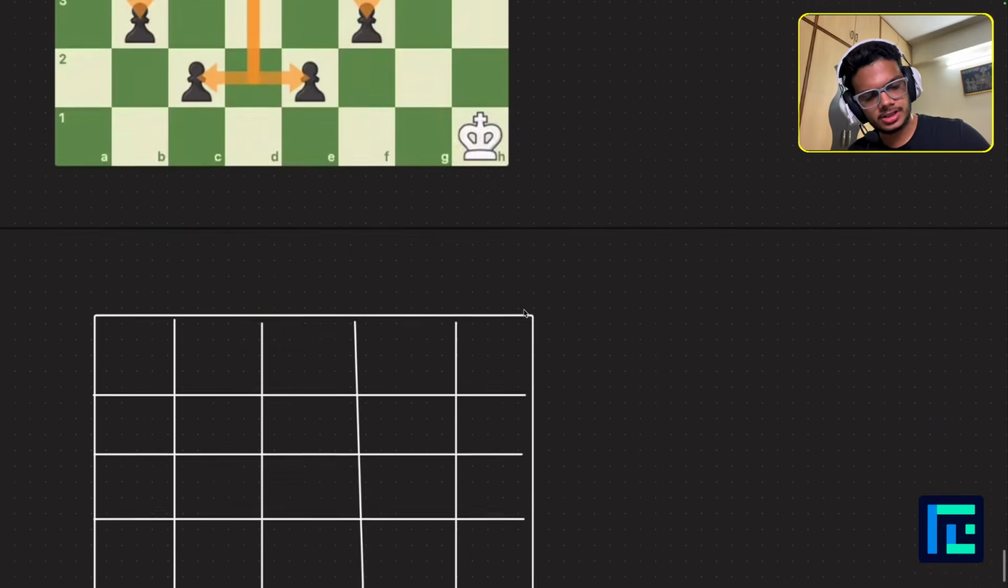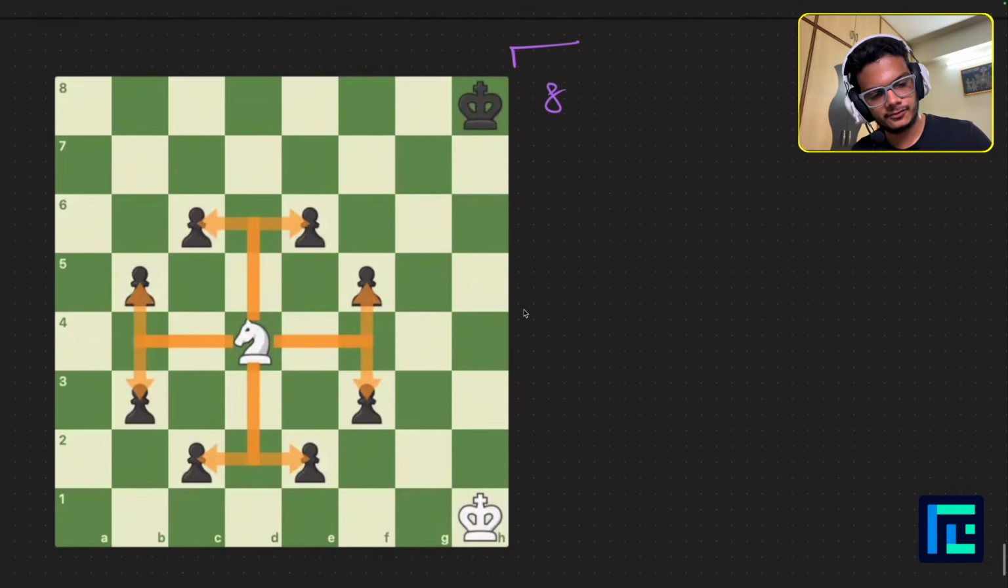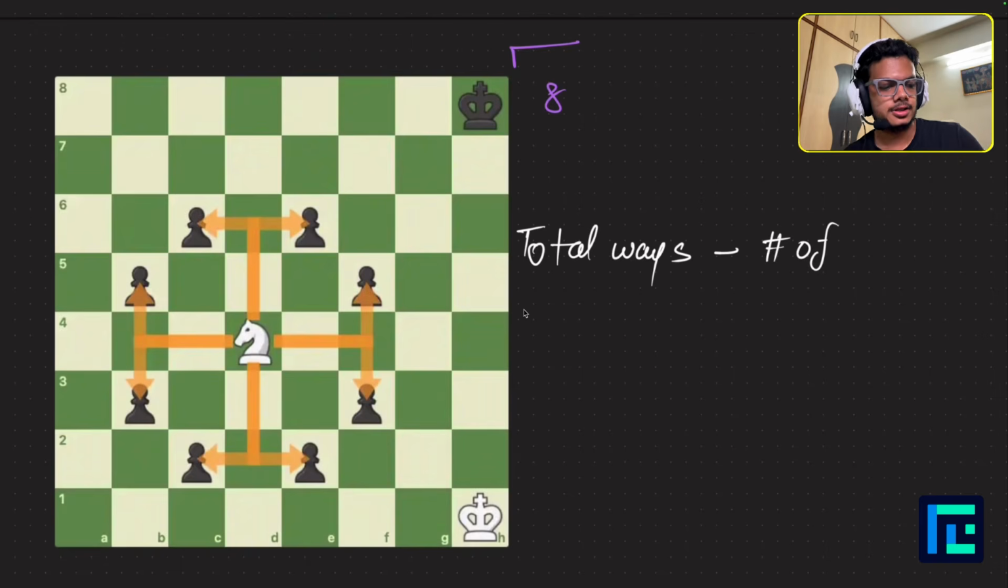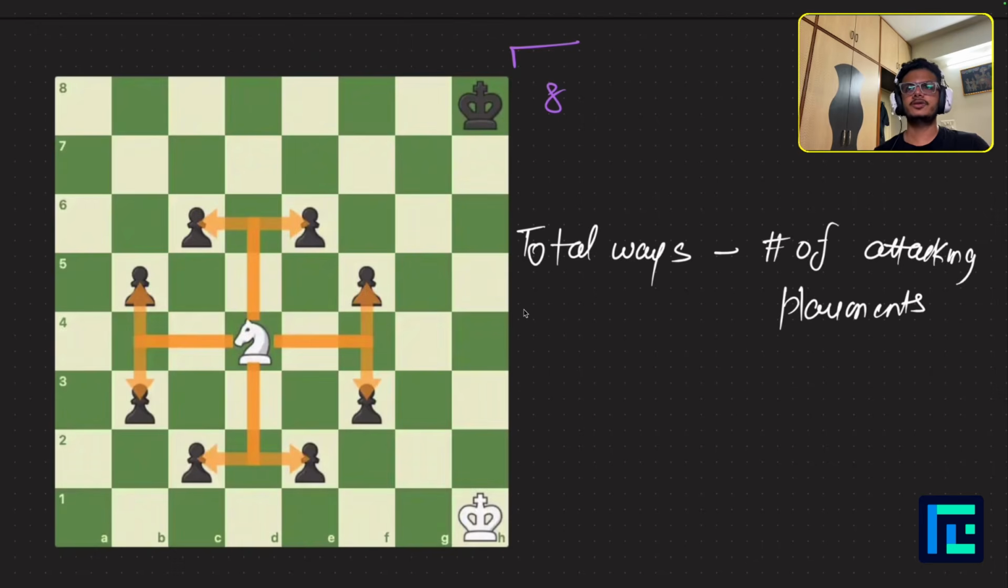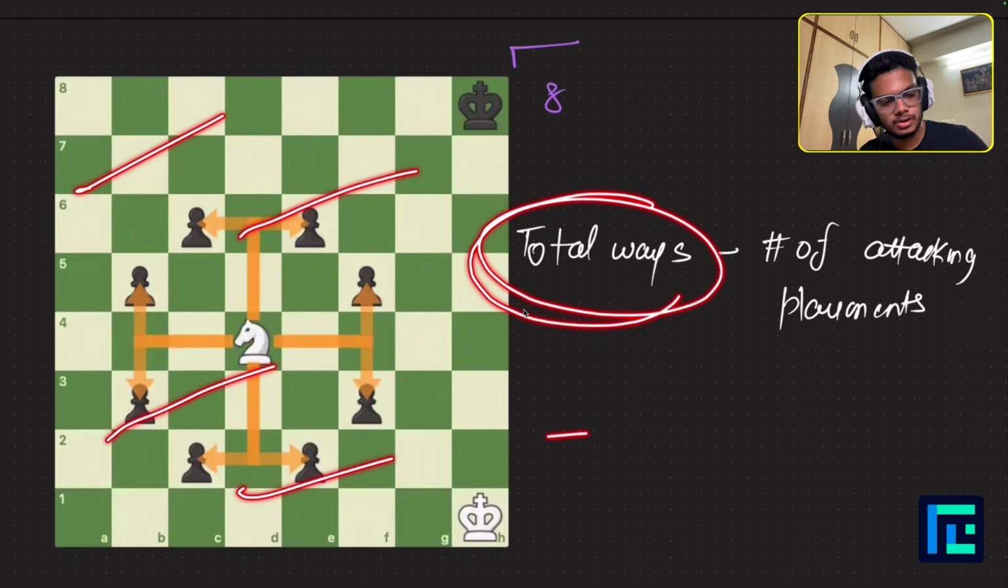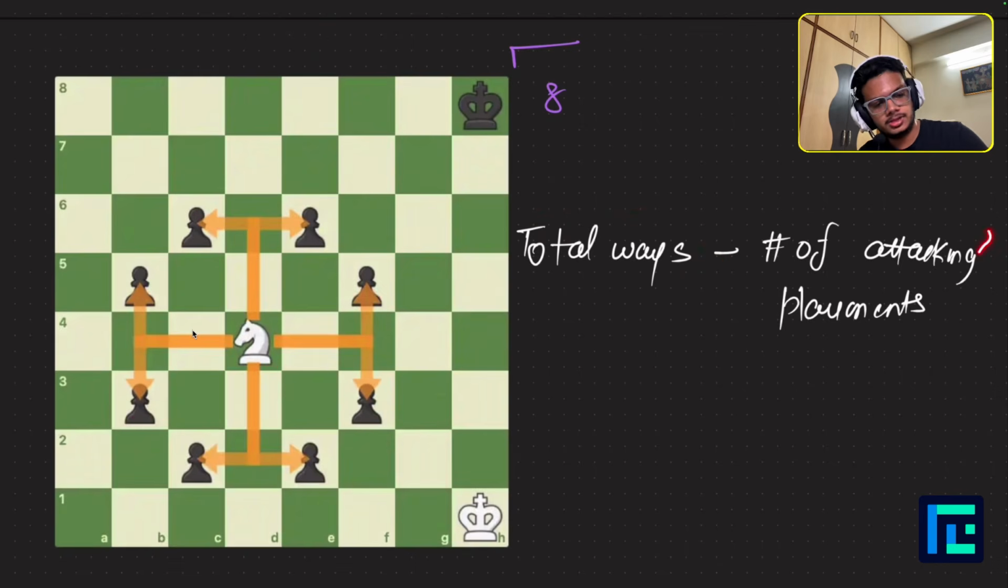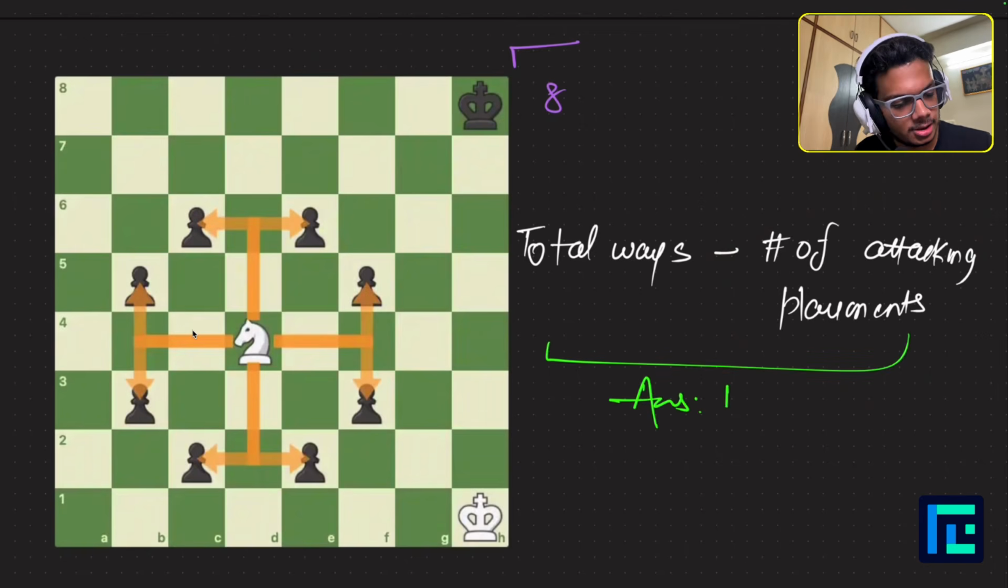So to approach the question, what you will have to do is, from the total ways, subtract the number of attacking placements, right? This will actually give you the total number of ways to place two knights in such a way that they don't attack each other. Because you know the total number of ways to place two knights on the chessboard. From that, if you just subtract the number of attacking placements, that is the number of ways to place two knights such that they attack each other, this will actually yield our answer.